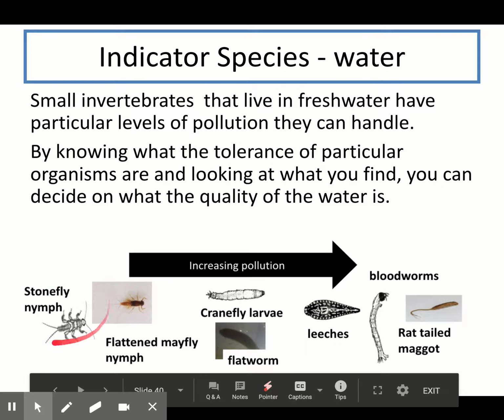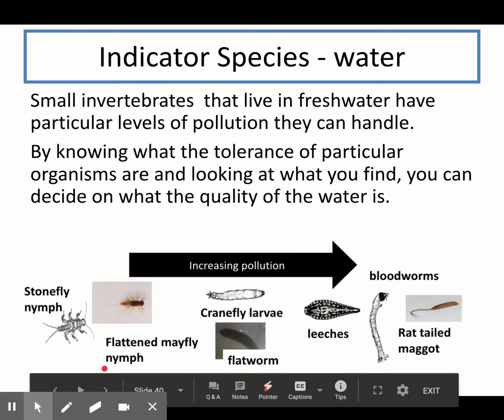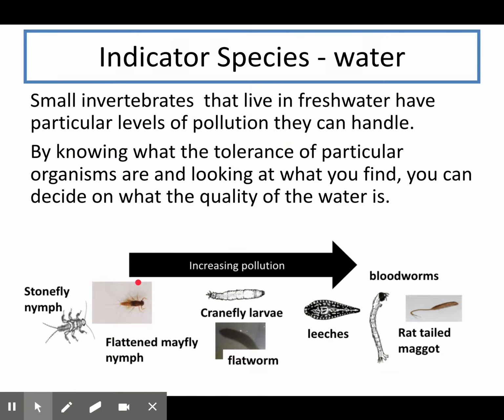Here again, we have increasing levels of pollution going this way. If I take a sample from a bit of river and find leeches, bloodworms and rat-tailed maggots, then I know that bit of water is polluted. If instead I find stonefly nymphs and flattened mayfly nymphs, that would mean a low level of pollution. And by not finding bloodworms, leeches and rat-tailed maggots, that again highlights an area of low pollution. So by their presence or absence, you can use indicator species to tell you about the level of pollution or environmental quality of an area.